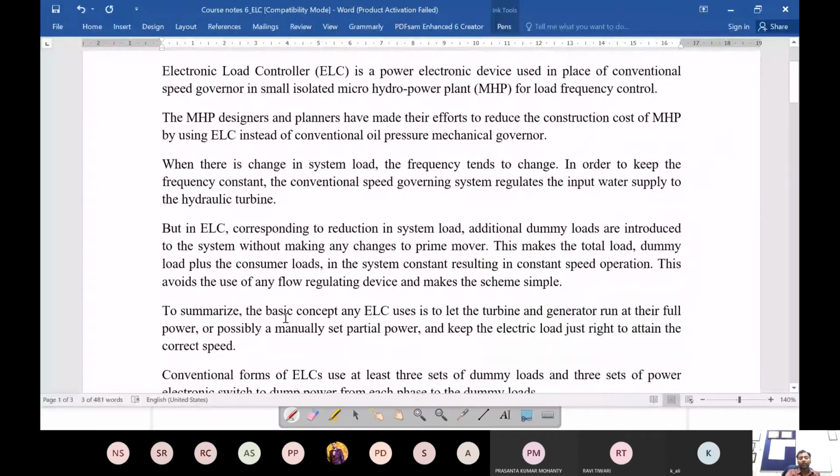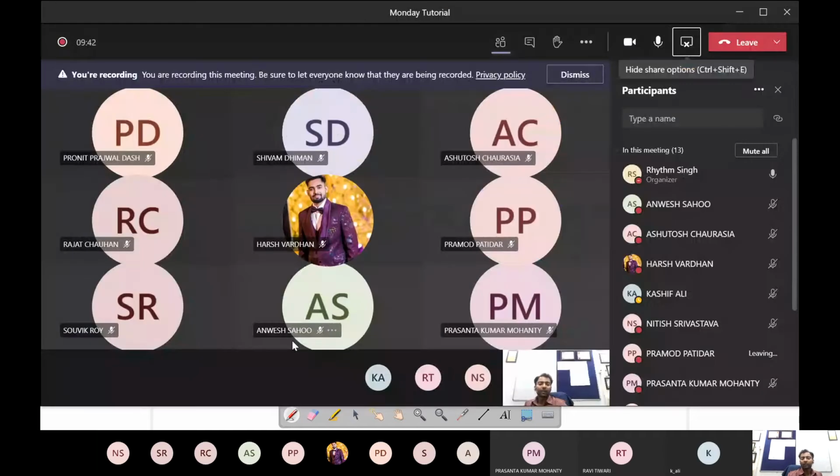As it says here, to summarize, the basic concept any ELC uses is to let the turbine and generator run at their full power, or possibly a manually set partial power, and keep the electric load just right to attain the correct speed. So the entire adjustment is on the load side only, and the turbine generator is just running at whatever speed has been set. That is the basic principle. I think that's quite simple. Any confusion or any question on that?